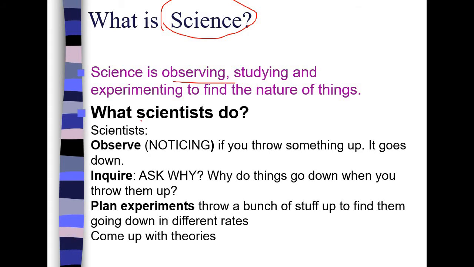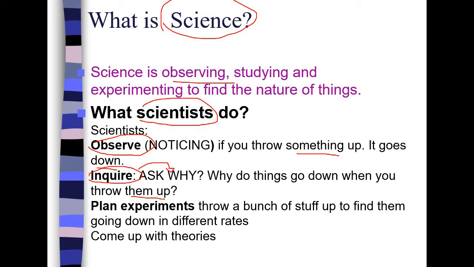So what do scientists do? Scientists first observe something, or notice something. For example, if you throw something up, it goes down. So you observe that when you throw a ball or anything up, it goes down. Second, you ask a question. Inquire means ask a question or ask why. Why do things go down when you throw them up?